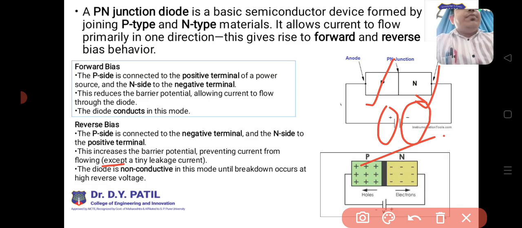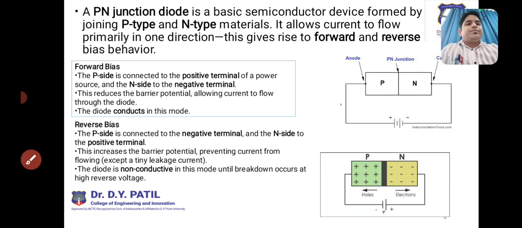And reverse bias means that the p semiconductor is connected to the negative terminal and the n type is connected to the positive terminal. It means the connection is reversed. The depletion region width is going to increase, so electrons are unable to flow through it. So we call it reverse bias.